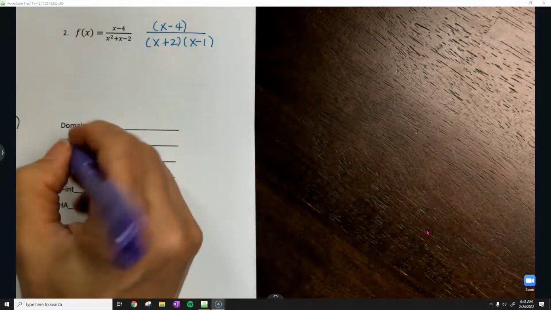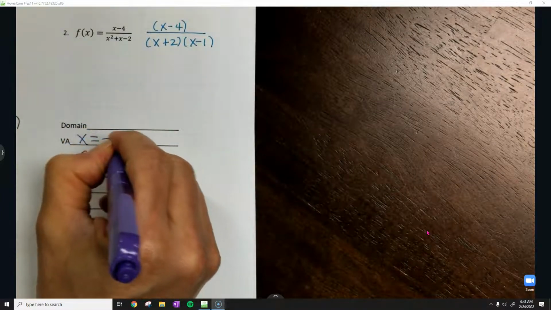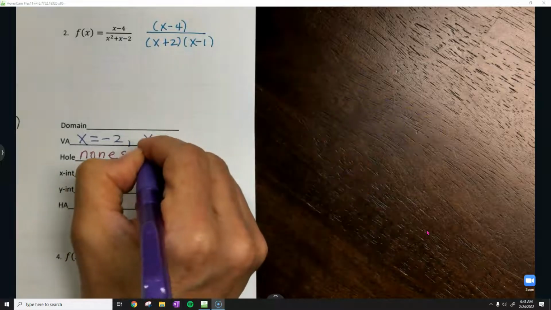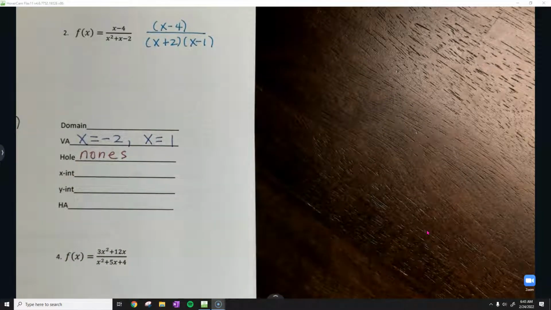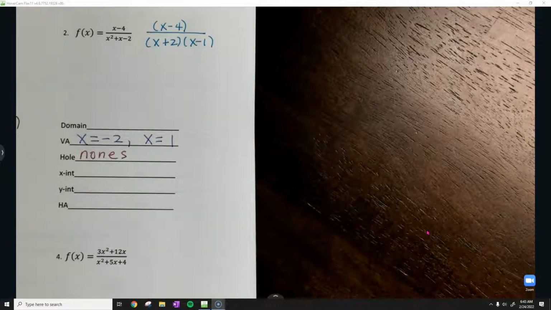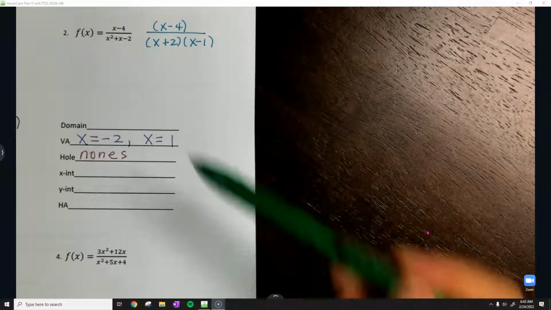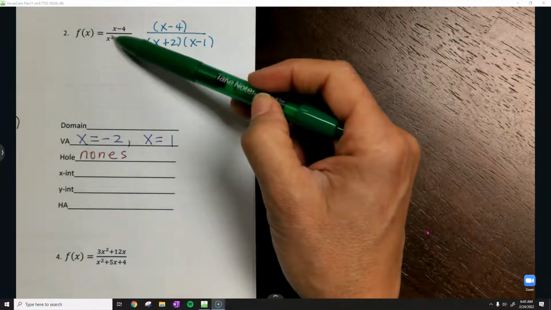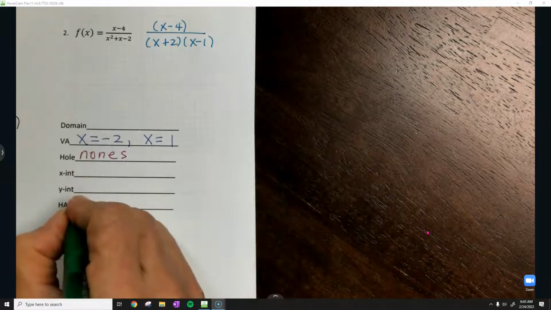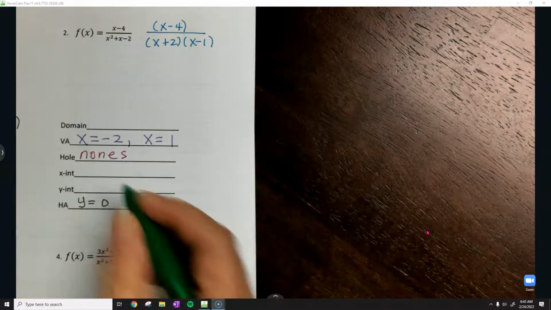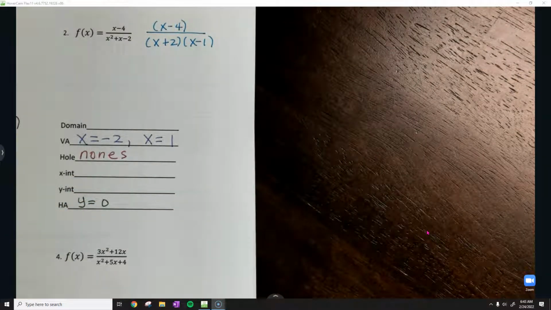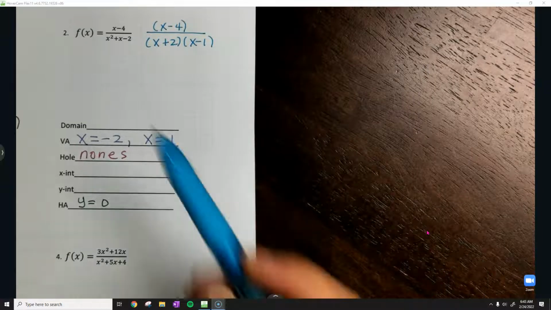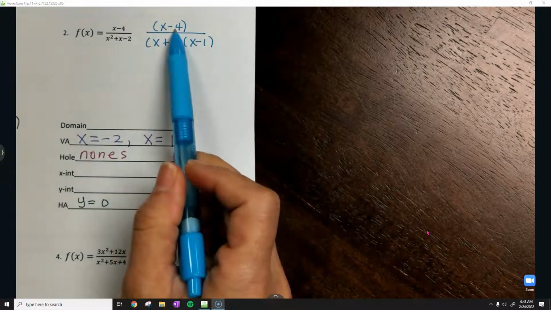We have a vertical asymptote at the -2. Remember, it's always opposite of the denominator. So -2 and +1. And now we're going to find our horizontal asymptote, the degree war. So most of my degrees are at the bottom, so I know the horizontal asymptote again is going to be y equals 0.